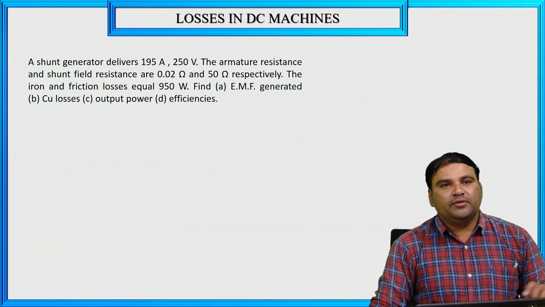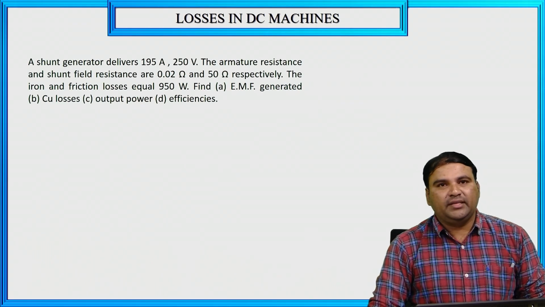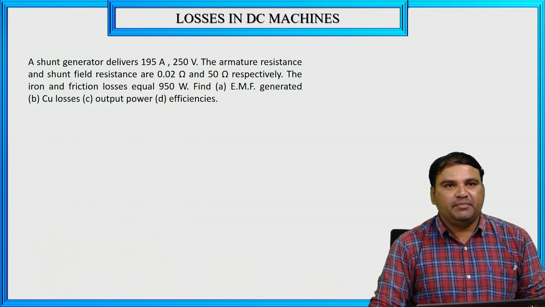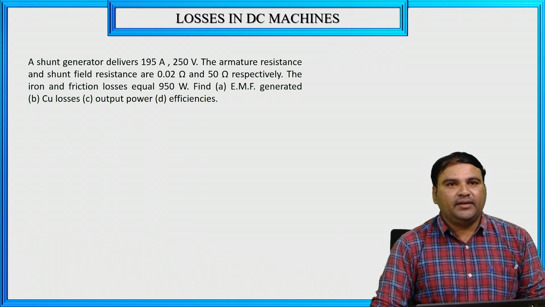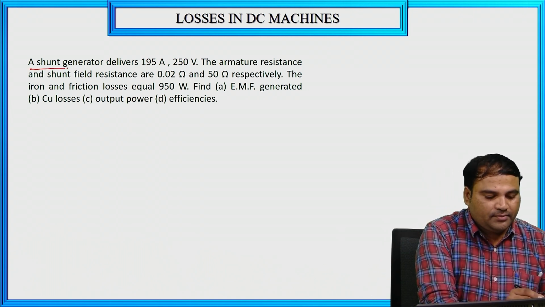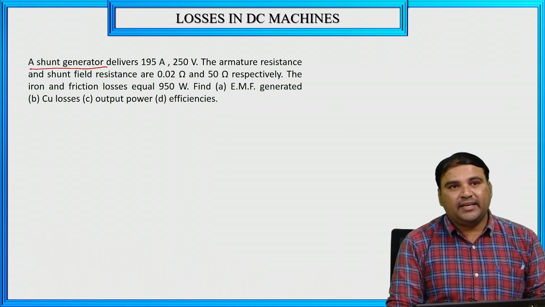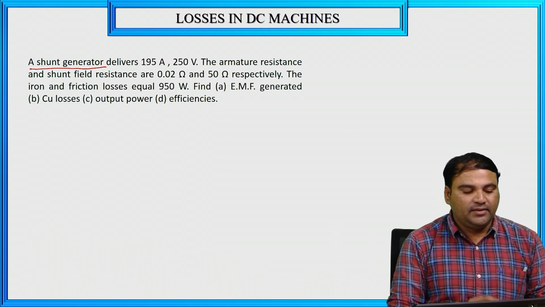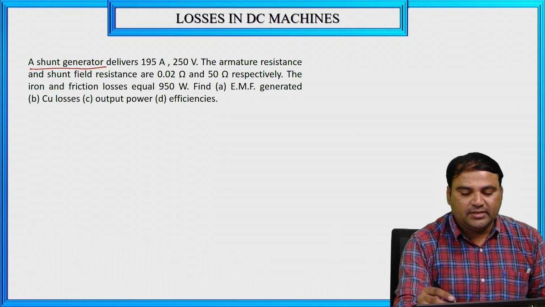Now we will discuss one problem on the losses in a DC machine. Here we have a shunt type generator, a shunt generator. First we have to draw the shunt generator here.